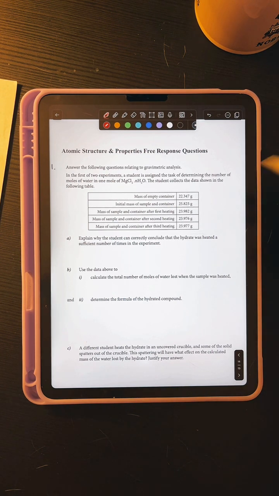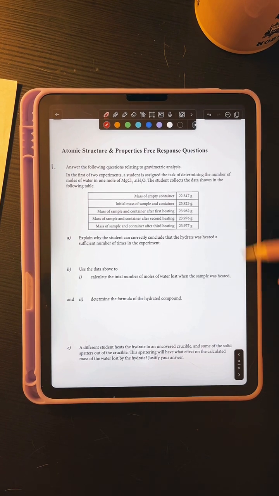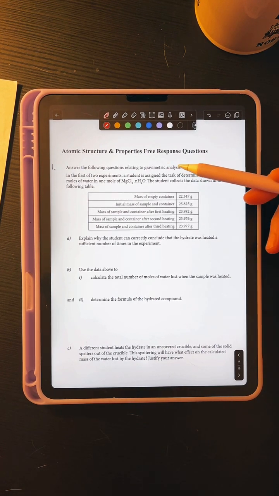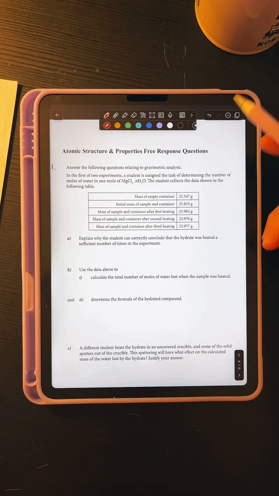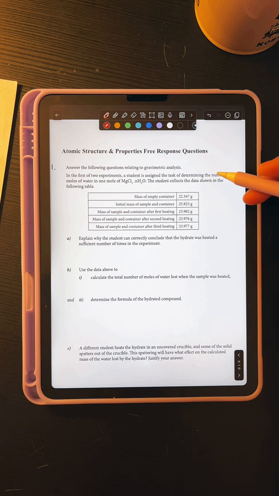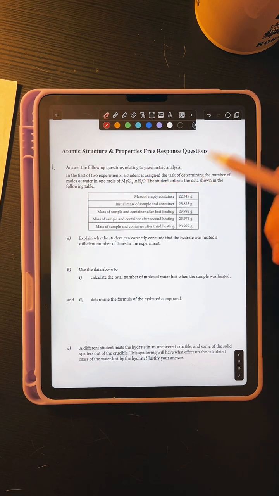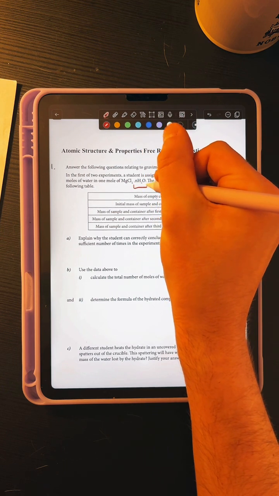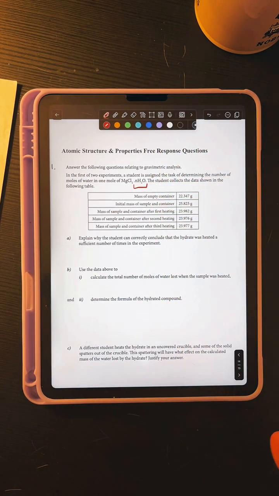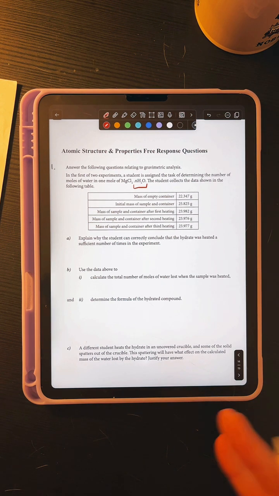So let's go through the last free response question. Answer the following questions relating to gravimetric analysis. In the first of two experiments, a student is assigned the task of determining the number of moles of water in 1 mole of magnesium chloride, MgCl2·nH2O. Now this ·nH2O, that is a hydrate. The water is sort of trapped inside that magnesium chloride. It's not directly bound to it, it's just sort of there, it's chilling out.